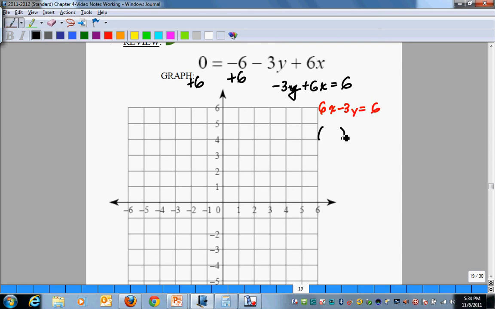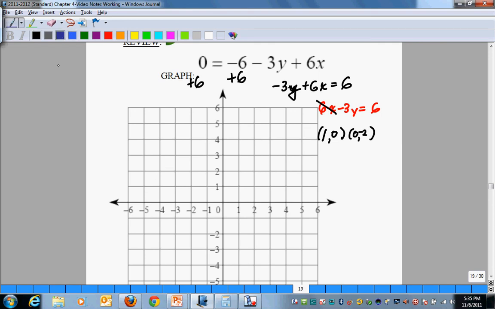I'm going to use the intercepts, where y is 0, that's your x-intercept, and where x is 0, that's your y-intercept. So if we put a 0 in the y and we say goodbye to it, we get 6x equals 6. X is going to equal 1. And if we come over here and put a 0 in the x, cross that out, we have negative 3y equals 6. In this case, y is going to equal negative 2.